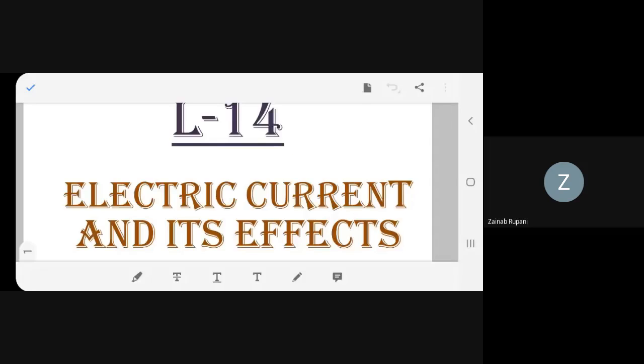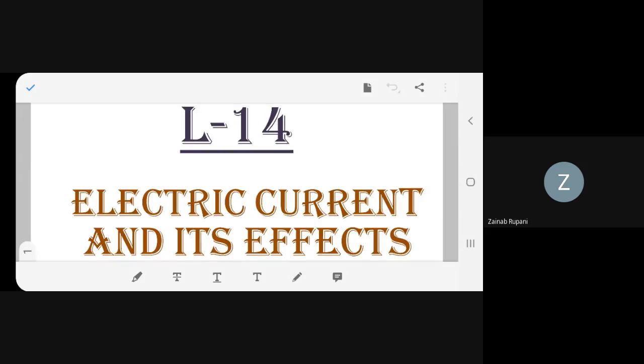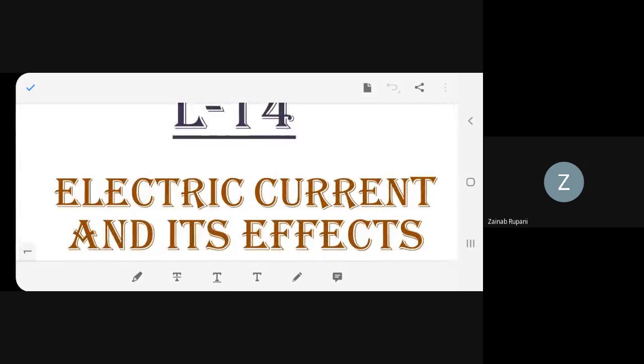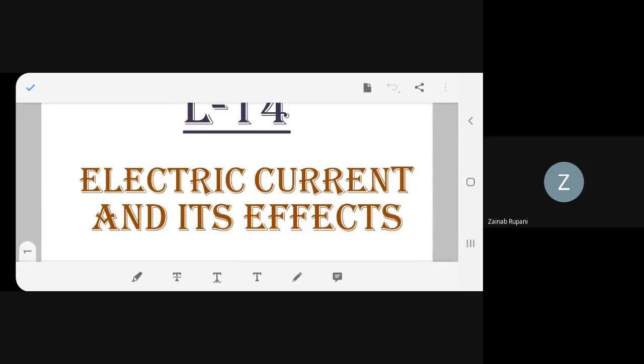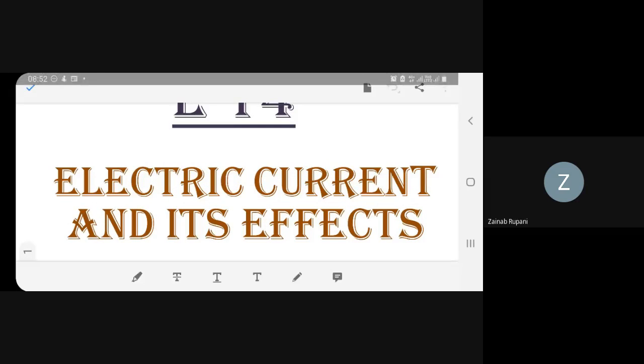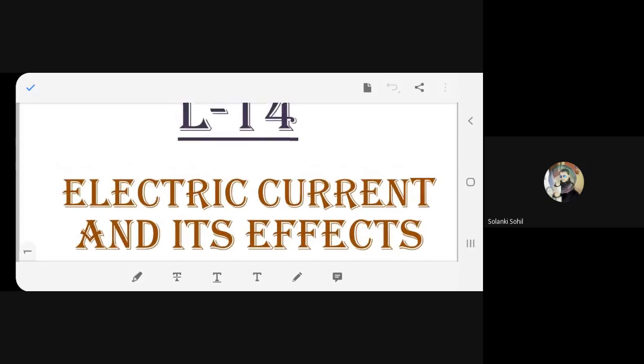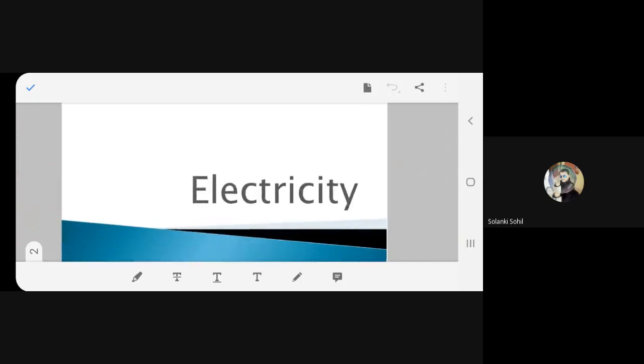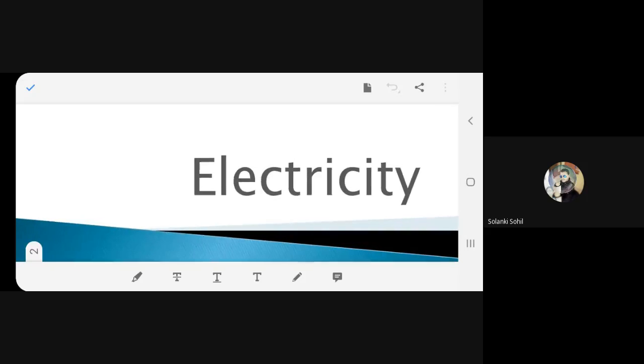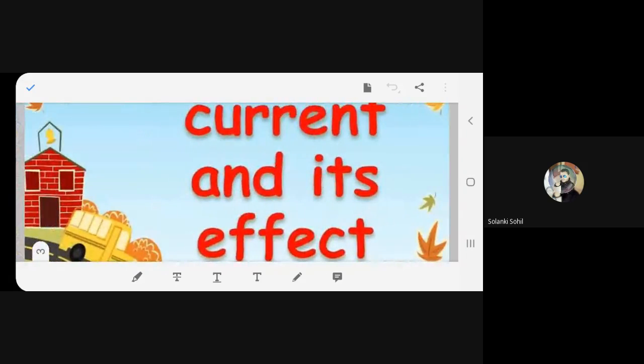We're going to start with a new chapter, lesson number 14, electric current and its effects. So once again, good morning, all of you. Good morning, beta. Hello. Girls, can you hear me? Morning. So we are going to start with electricity, current and its effect.